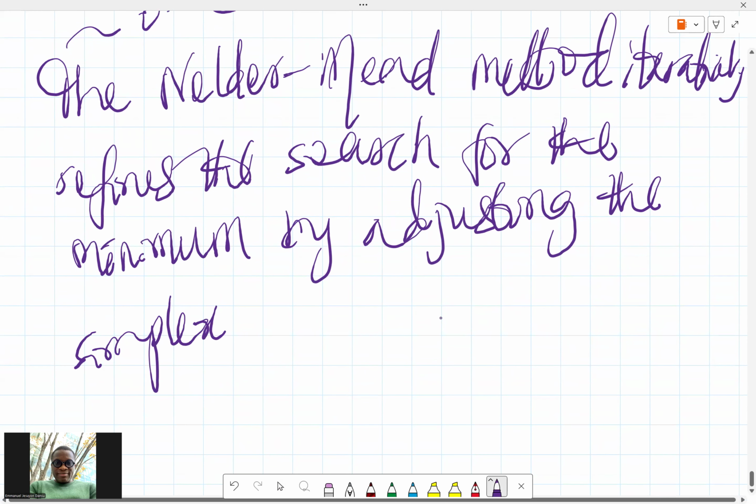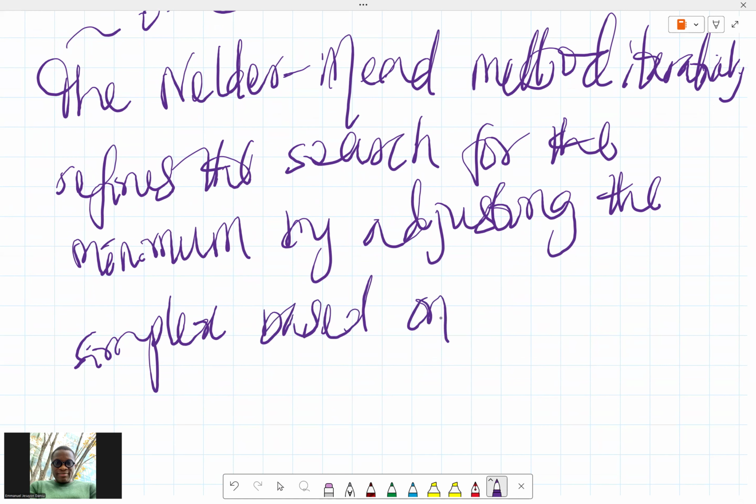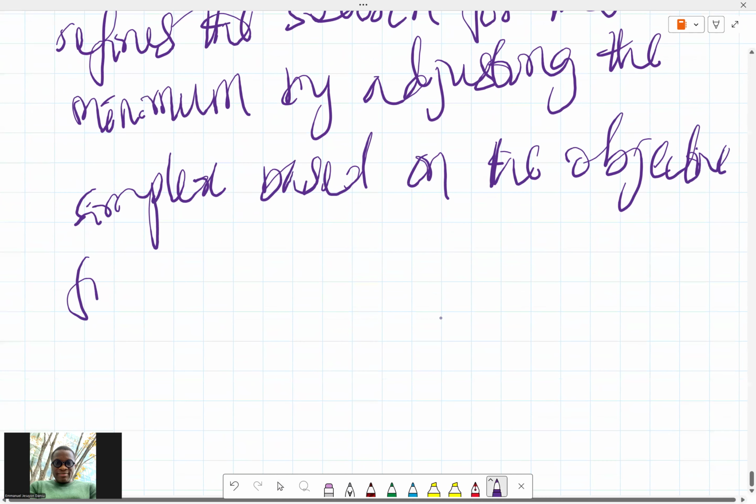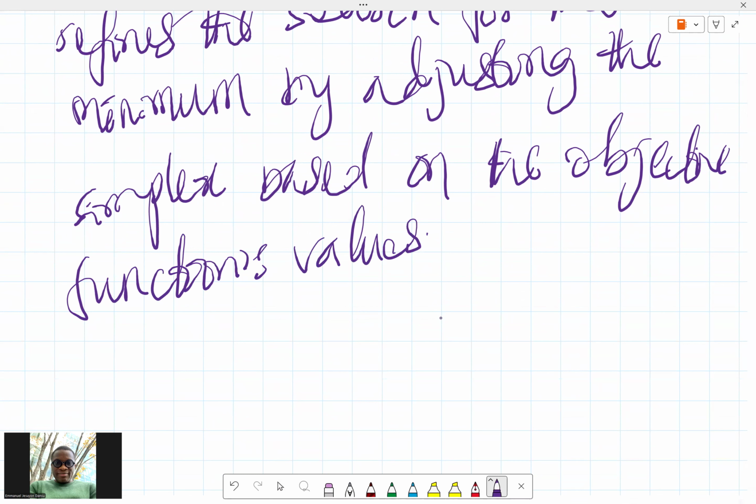So like we said, in 2D, the simplex is a triangle. In 3D, the simplex is a tetrahedron. By adjusting the simplex based on the objective function's values.